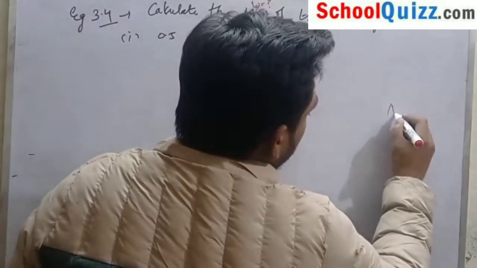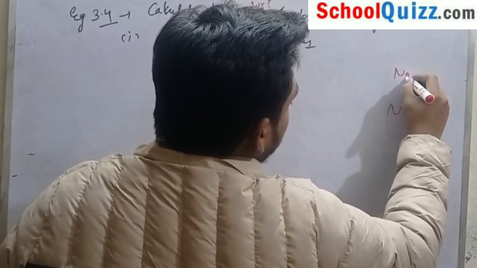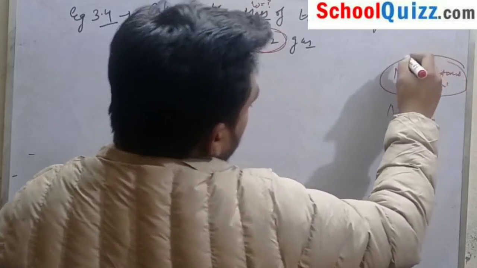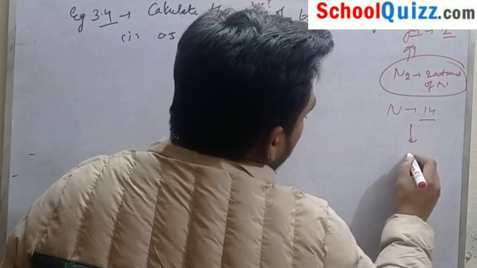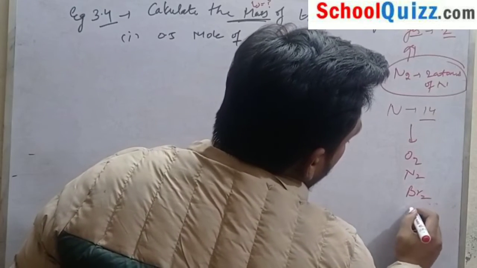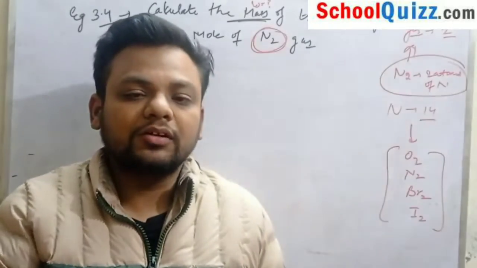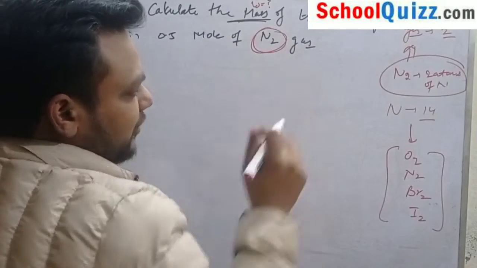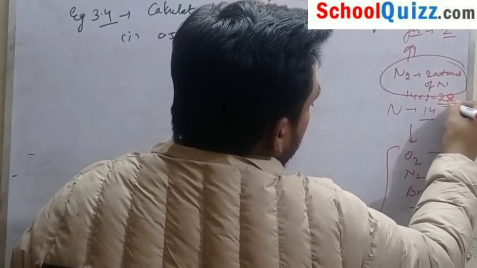As we know, the molecular mass of nitrogen is 14. But here it is N2 gas, so 2 atoms are present. N2 means 2 atoms of nitrogen. When gas is given, it almost always means 2 atoms, like oxygen gas, O2, nitrogen gas, N2, bromine gas, Br2, iodine gas, I2. So we have to carefully notice whether atoms are given or gas is given. Here gas is given, which means we take 2 atoms, so 14 multiplied by 2, that is 28, is our molecular mass.